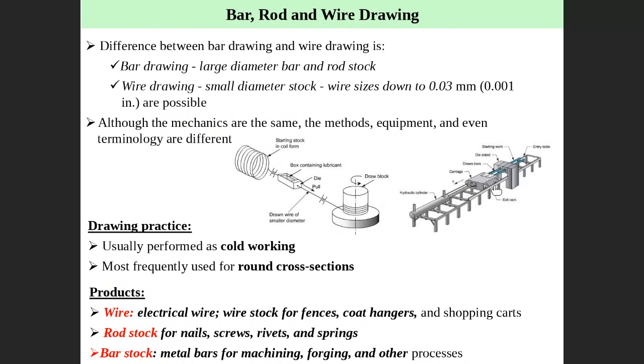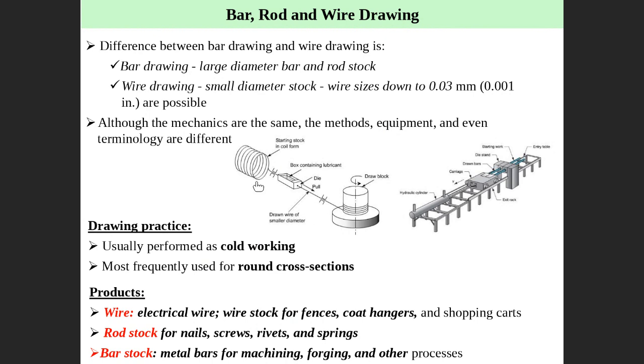This is a wire drawing. This is a bar drawing. The only difference is that bar is big diameter and wire is small diameter. Because wire is small diameter, we can wind it in a rotating drum. However, bar is difficult because it is big diameter. As you can see here, it is a straight line. You pull it straight. You cannot just make it round like in a wire.